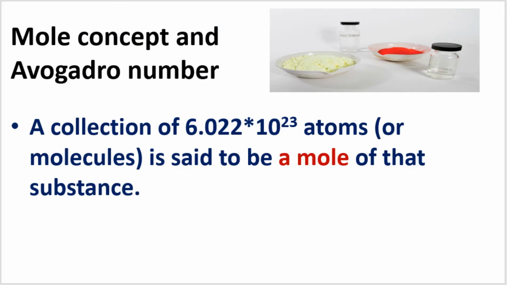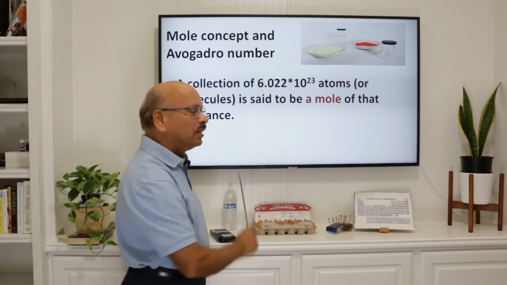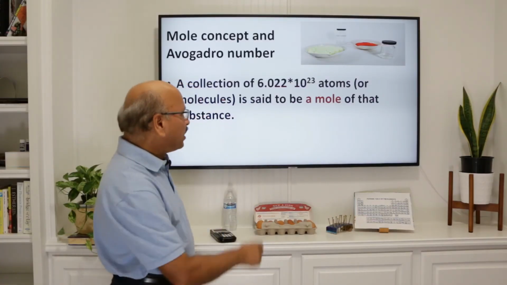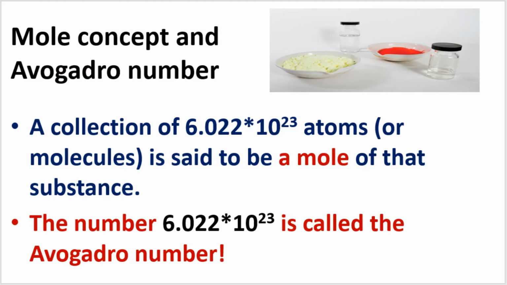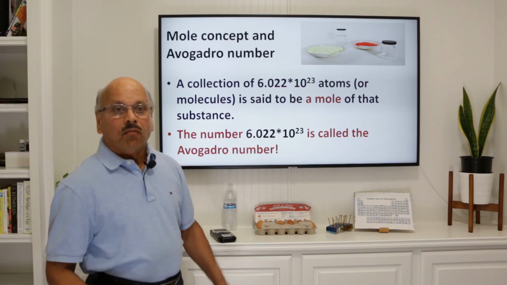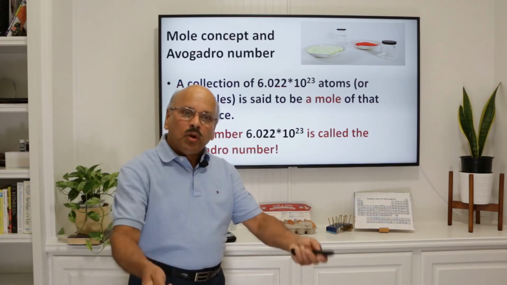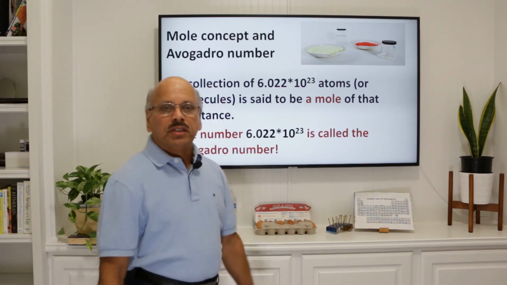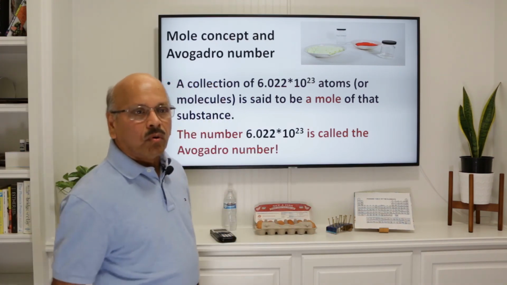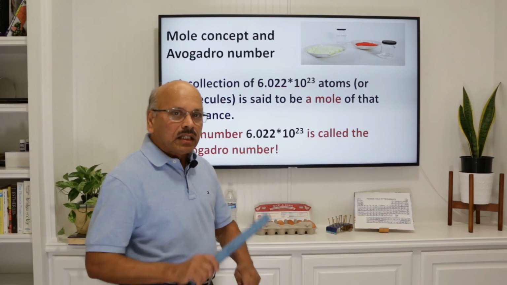A collection of 6.022 times 10 to the power of 23 atoms or molecules is said to be a mole of that substance. And that number is called the Avogadro number or Avogadro constant. So this number doesn't change, whatever be the substance, whether it be atoms of hydrogen or molecules of oxygen or molecules of water, molecules of any substance, that number doesn't change.